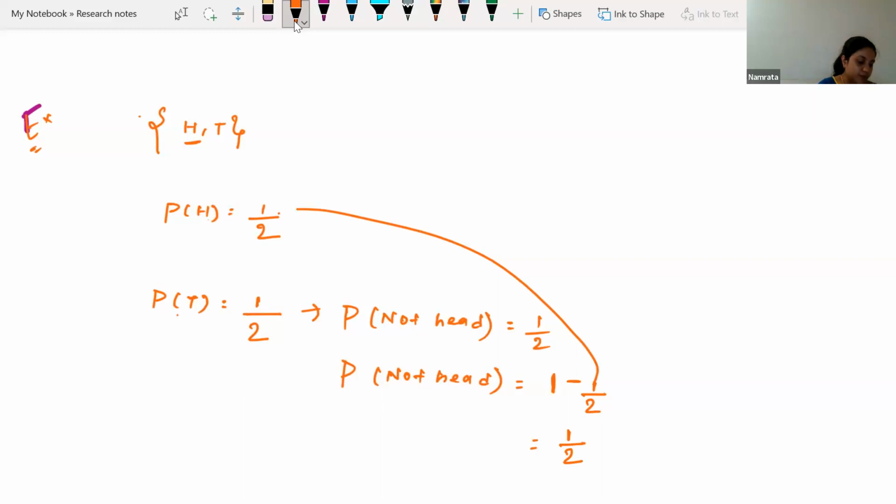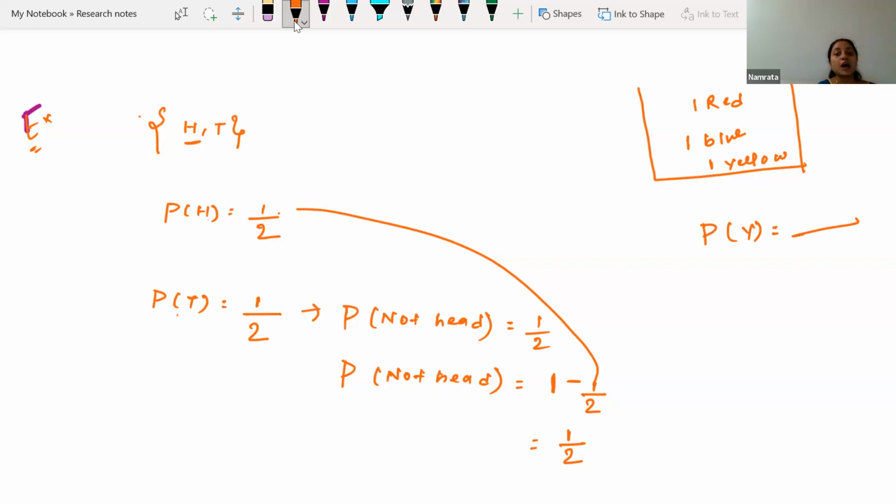A bag has one red ball, one blue ball, and one yellow ball. All the balls being of the same size, Kritika takes out a ball from the bag without looking into it. What is the probability she will take out a yellow ball? Out of how many balls? 3 balls. She is picking one ball. One is yellow, right?